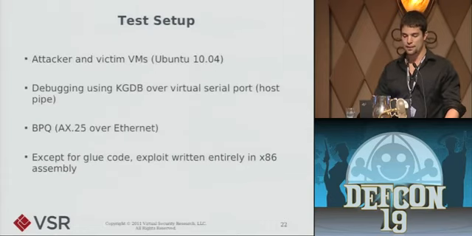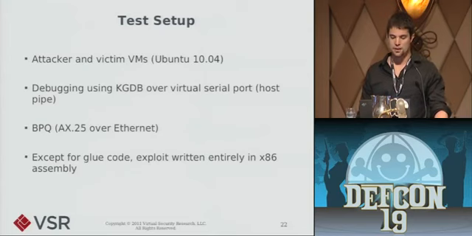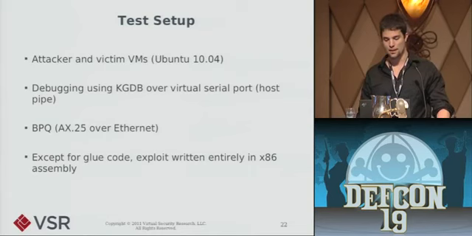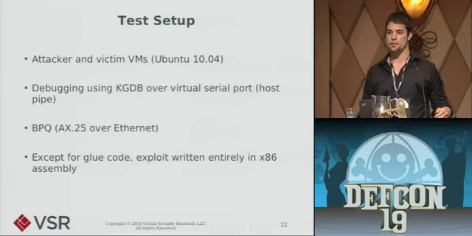For actually doing testing, I just had two VMs. I chose Ubuntu 10.04. The attacker is just a desktop machine. The victim is Ubuntu server because that's a PAE build. For debugging, I just used KGDB. And for the actual networking, I was not sitting in my apartment doing it with radio equipment, driving my girlfriend crazy. I was using BPQ, which is an implementation of AX.25 amateur radio over Ethernet. So my VMs can talk to each other without me needing to buy radio hardware or get a license. And just because of the nature of the exploit, it's written entirely in x86 assembly, except for the code that sort of ties it all together and sends it over the wire.